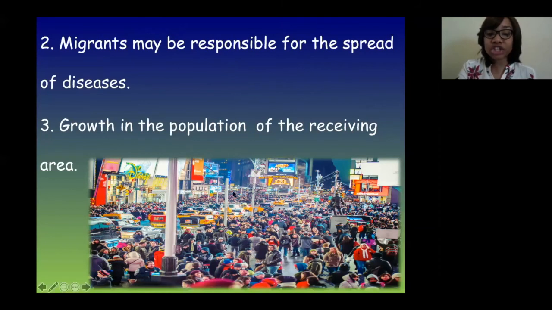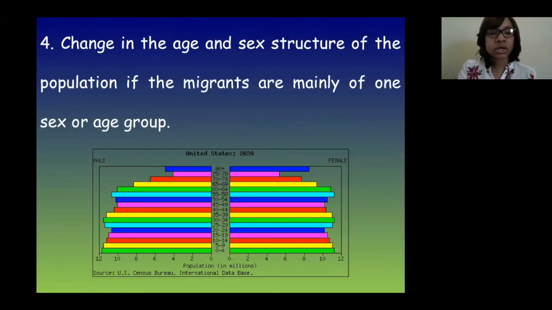You see overpopulation can also be an impact on the receiving areas. This is a picture of New York City, where a whole lot of persons have now migrated to. So now it's cramming over with persons. The age-sex population has also been affected. Look at the age-sex population. Maybe now you have more men and more females.